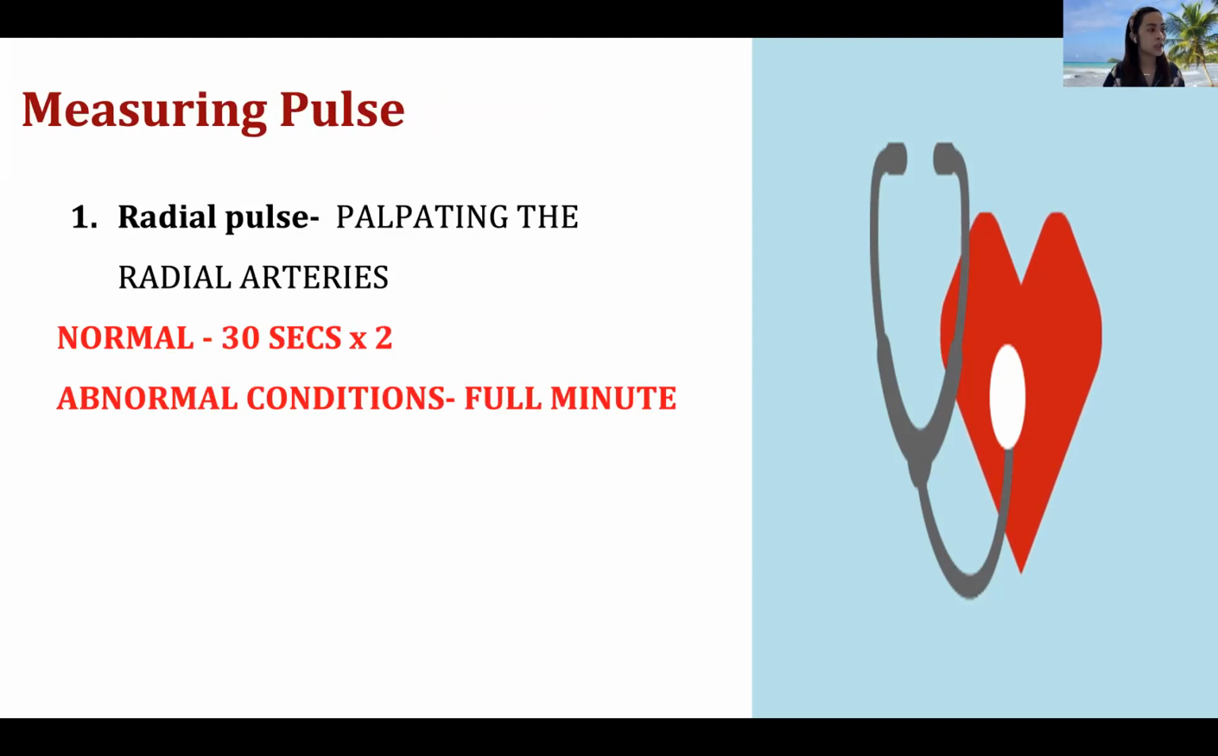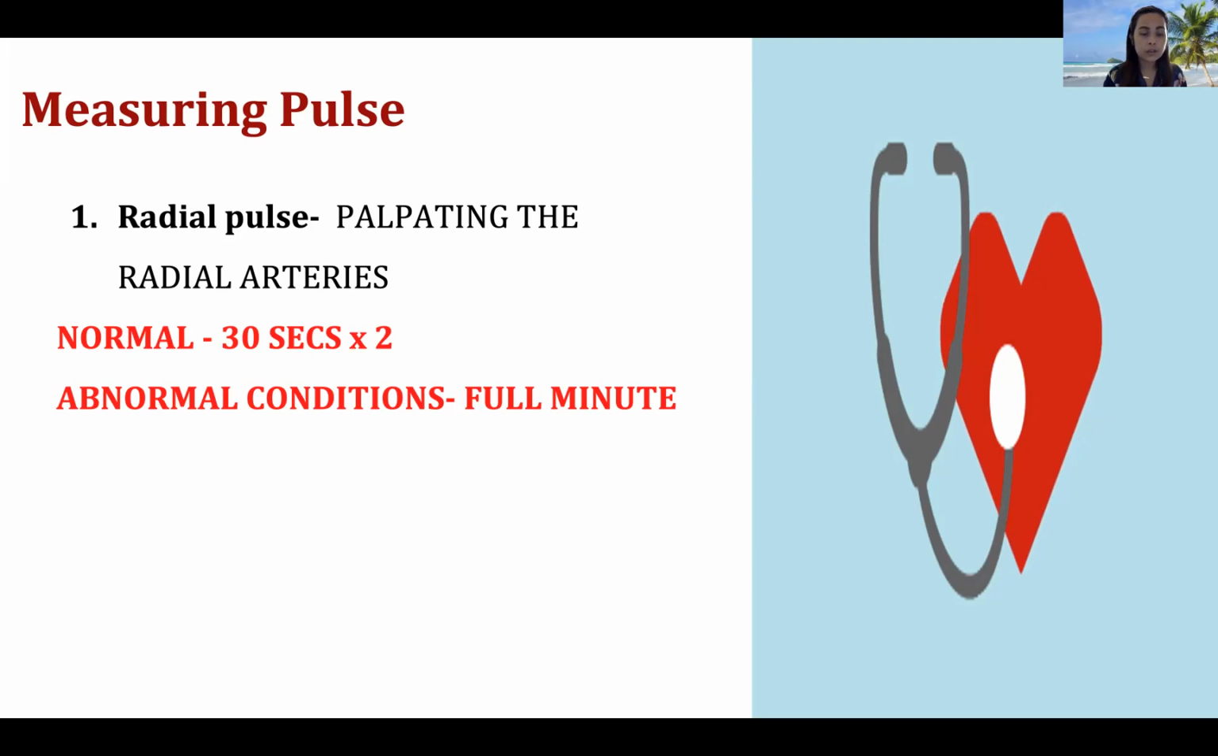We have two ways of measuring your pulse: the radial pulse and the apical pulse. How will we know that it is the radial pulse? As I've told you, your radial pulse is in line with your thumb. Just use 2 to 3 fingers to palpate. Better to use 3, because if you are new, you may not be able to appreciate where your radial pulse is. So to make sure you will appreciate it, use 3 fingers. How to use it, I'll show you in a video later.